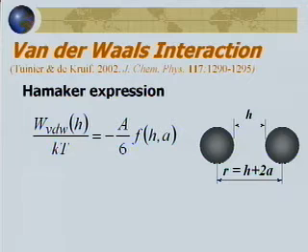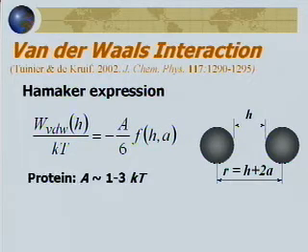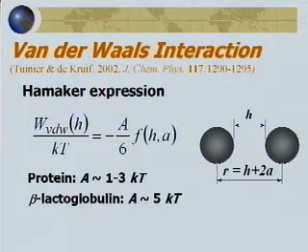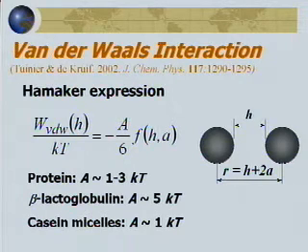And the literature shows most proteins have Hamaker constants between 1 to 3 kT. And for one case of whey protein, which is beta-lactoglobulin, the Hamaker constant is about 5 kT. For casein micelles, it's about 6 times less dense than beta-lactoglobulin. So the authors just say, okay, why don't I just treat the Hamaker constant as 1 kT?